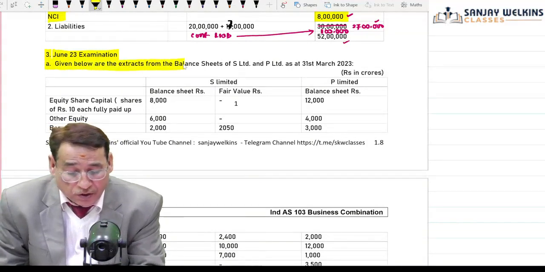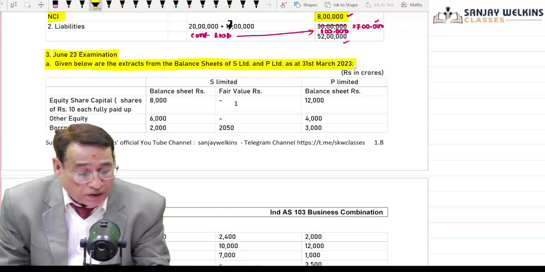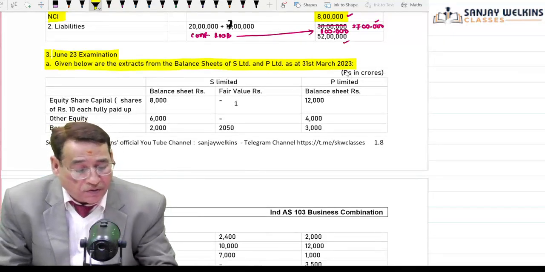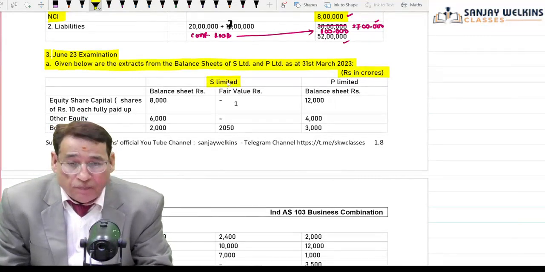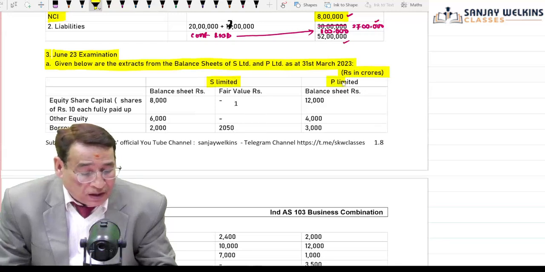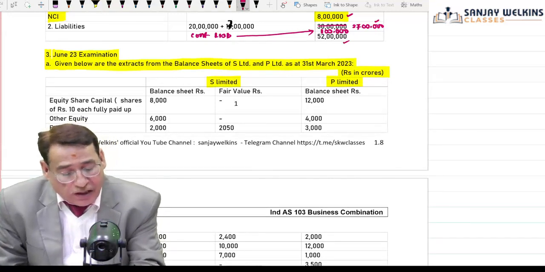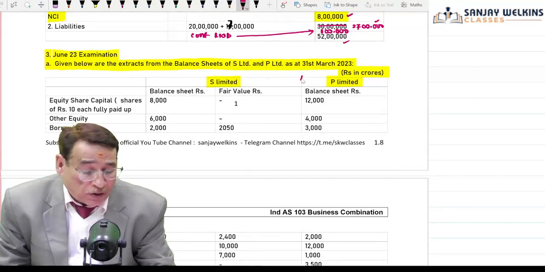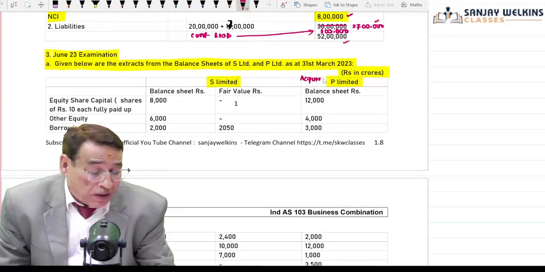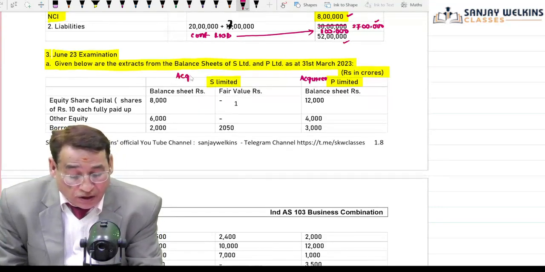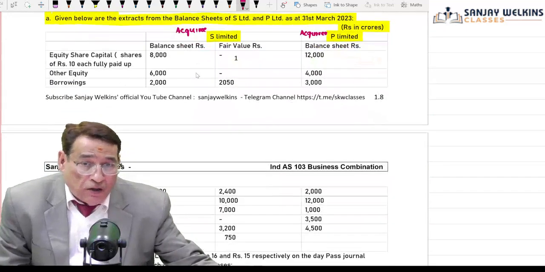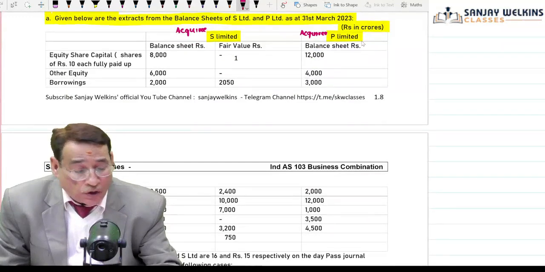Given below are the extracts of the balance sheets of S Limited and P Limited on 31st March 2023. Figures are in crores. Here you are being given the balance sheet of S Limited and the balance sheet of P Limited. We will see later that P Limited in this particular case is going to be your acquirer entity, and S Limited will be the acquiree entity. Correct?